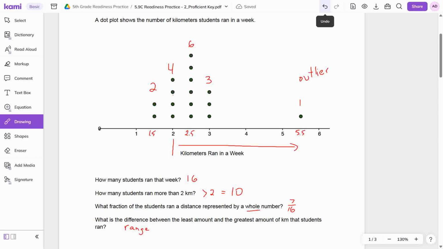And then the difference between the least amount, remember this is called the range. Just the difference between the greatest and the least. My greatest is 5.5. My least is 1.5. Now you'll see 6 and 0 and 1 on the graph. We're not counting those. We're only counting the greatest and the least numbers that have a dot above them. And that's just going to get us 4. So my range is 4.